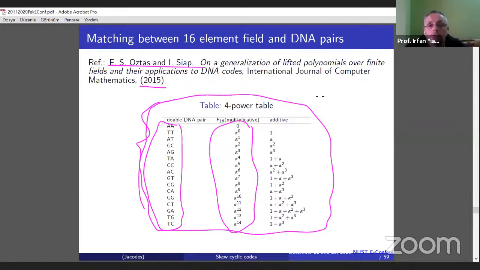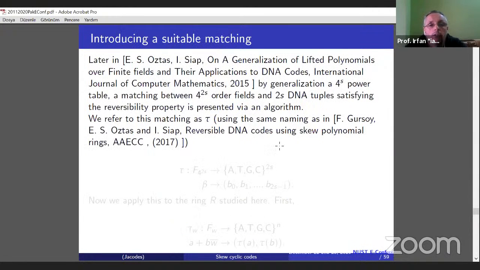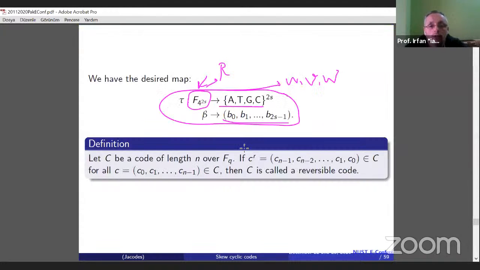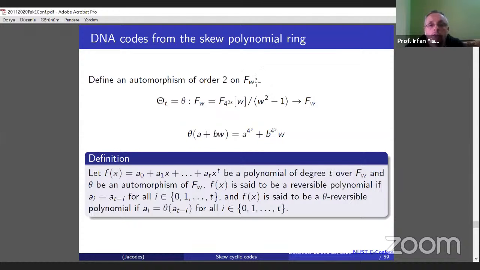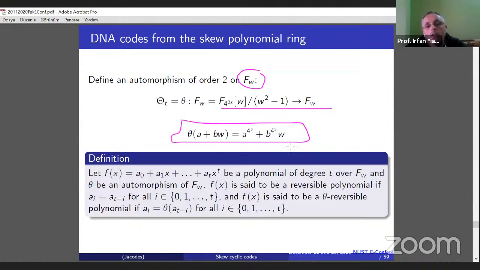This has a generalization over F to the 4, s to s. It has a further generalization, so we do use that one to guarantee that things are going to be okay. You want to make sure. And the map here is again over this ring, which is an extension. It's going to be, again, an order 2 map. This is an order 2 map. It's a Frobenius map. It's mapping only the field elements as we used before. So everything now goes smoothly.